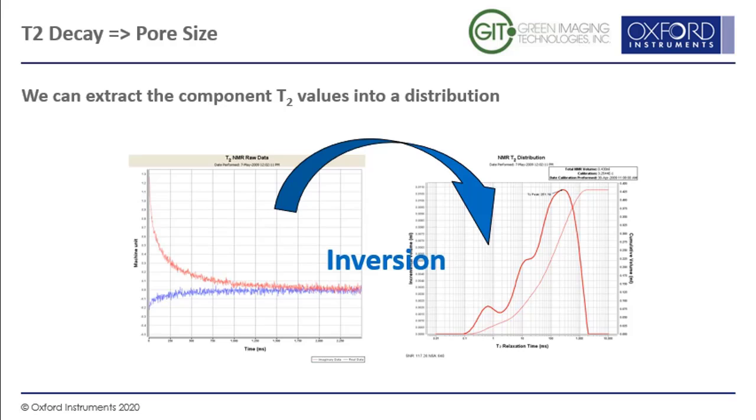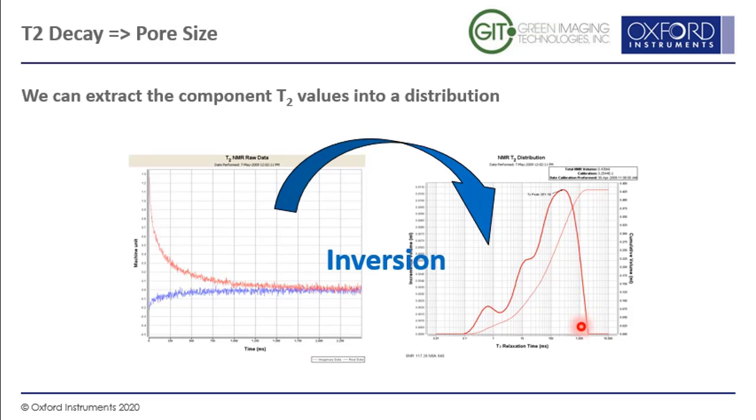Fortunately, there is a way to do this. It's a mathematical procedure called inverse Laplace transformation, or ILT as it's commonly known, or sometimes just inversion. This process breaks down the composite signal into all of the different T2 signals that went into it, with a weighting for how much of each is there. Typically, the composite signal is broken down into about 256 separate T2 values, or bins, which are then shown as a T2 spectrum or distribution.